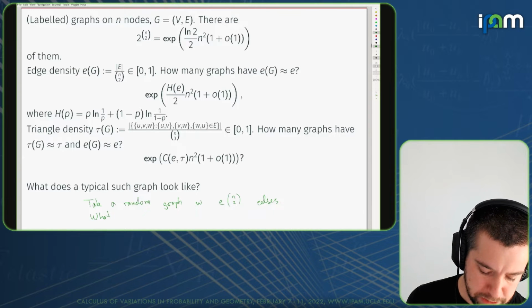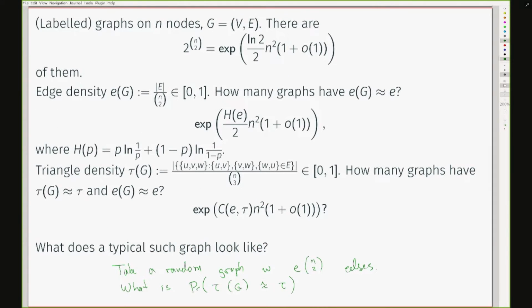The probability that such a graph satisfies a given triangle constraint, and conditioned on that, what is the distribution, or what are the high probability properties of the graph conditioned on having this triangle constraint? Okay, so that's the probabilistic way of writing this problem.